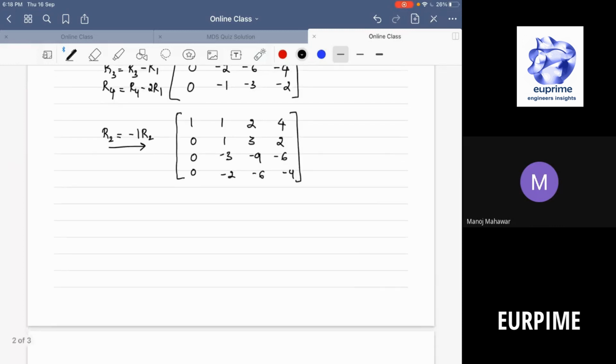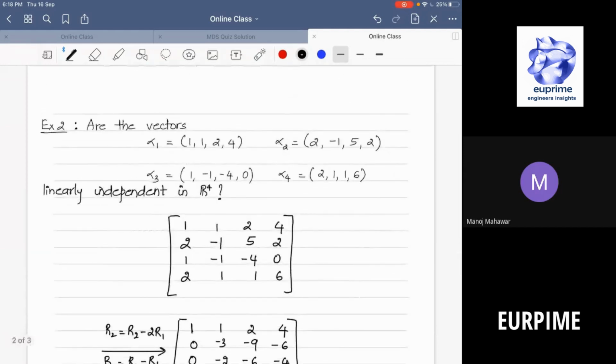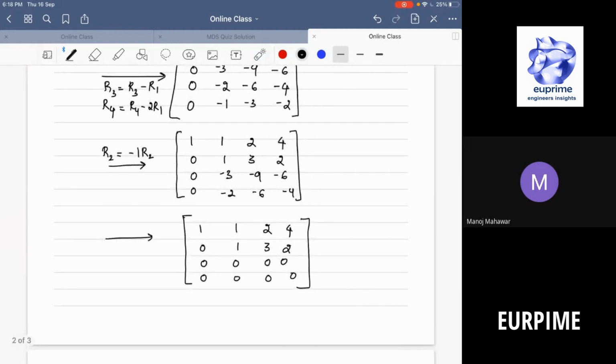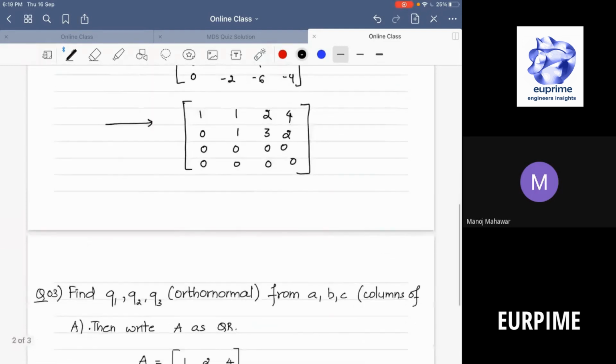Doing some more algebraic manipulations, I get the final matrix in the form 1 1 2 4, 0 1 3 2, and then rows of all zeros. This shows that this matrix is not invertible. So these four vectors mentioned in the question are not linearly independent. Is this clear? Let me move forward to the next question.